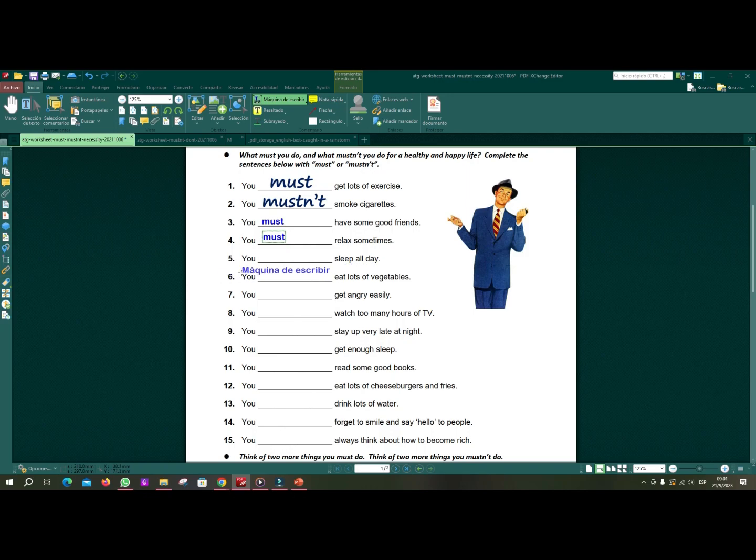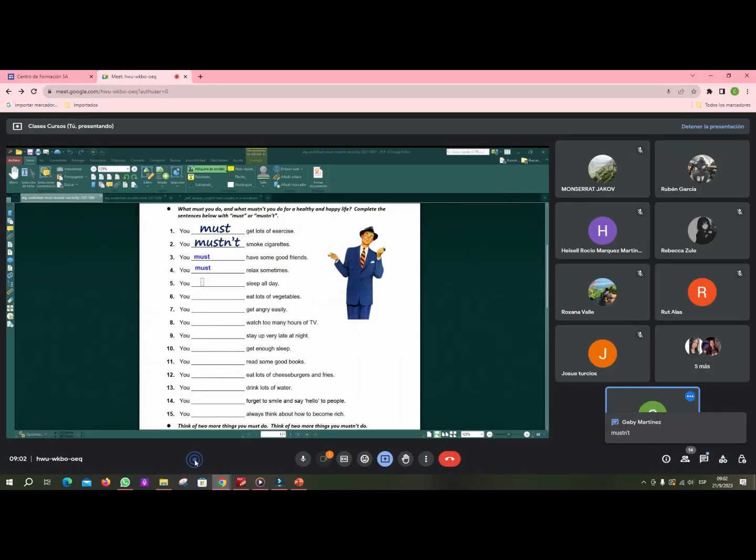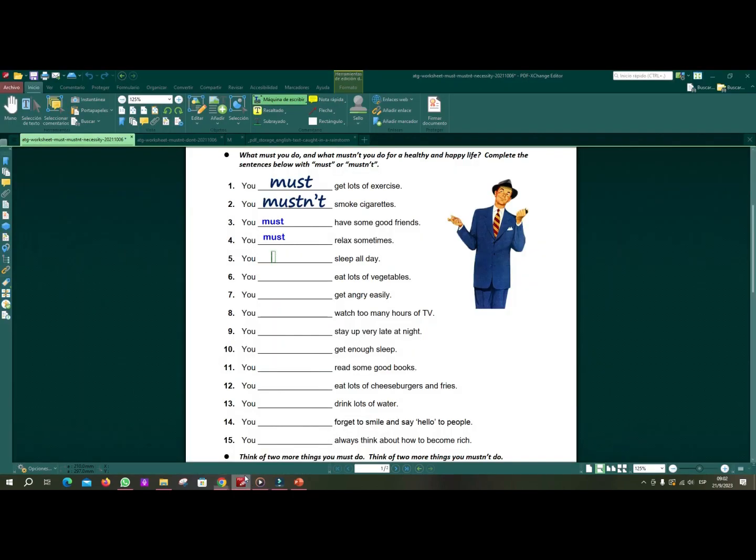So, number 5, you sleep all day. Do you think that would be a good idea? Must or mustn't? Yes, tell me. Mustn't, Gabby? Yes, that's okay. We mustn't, right? We mustn't sleep all day. I made a mistake here. There's a T. We mustn't do that. Okay, nice, Gabby. What about 6?